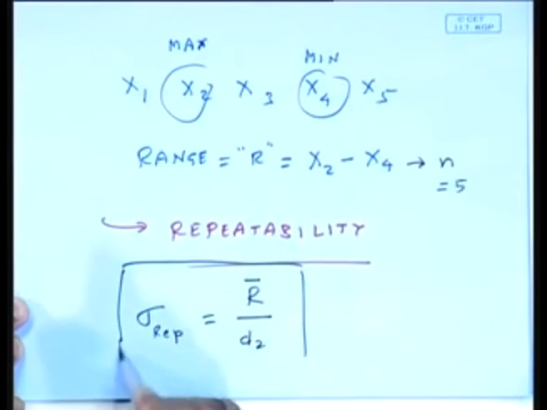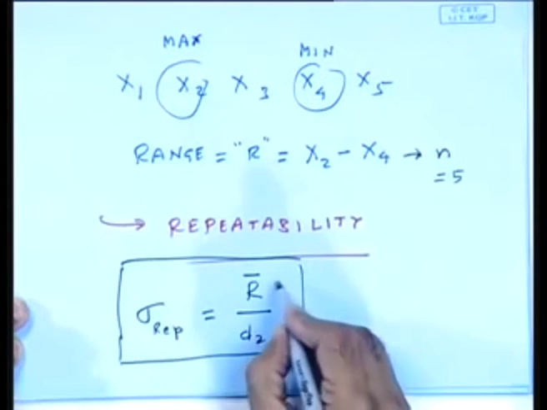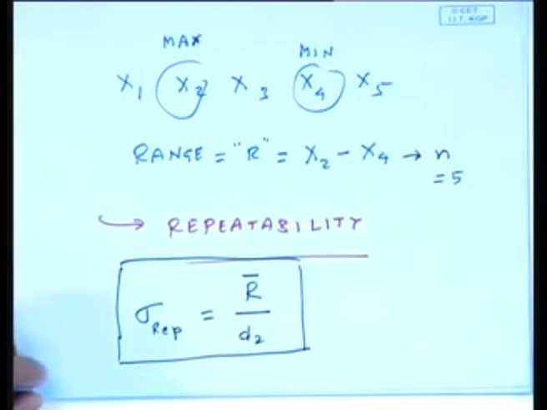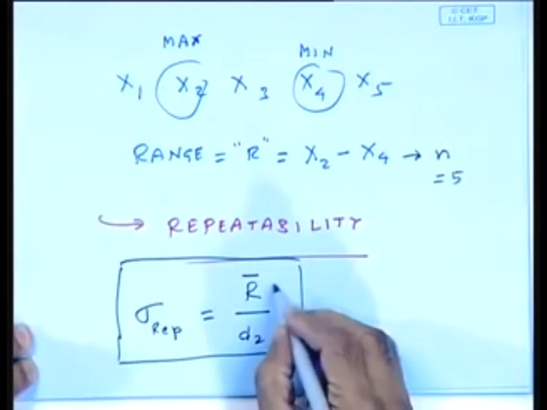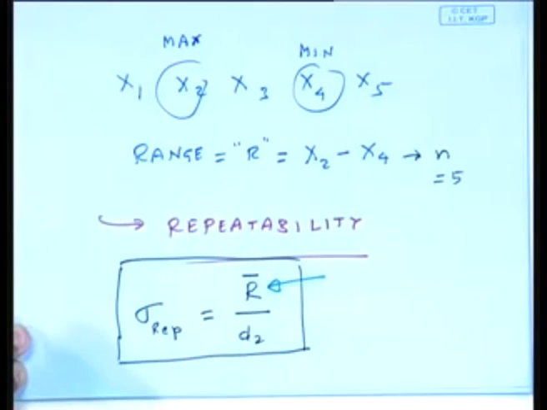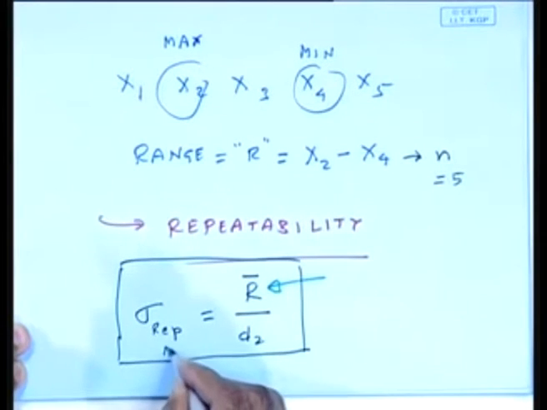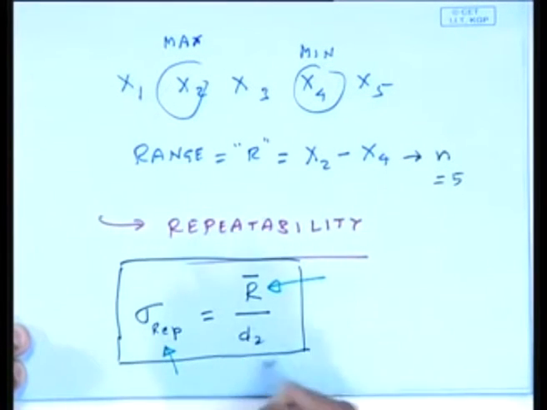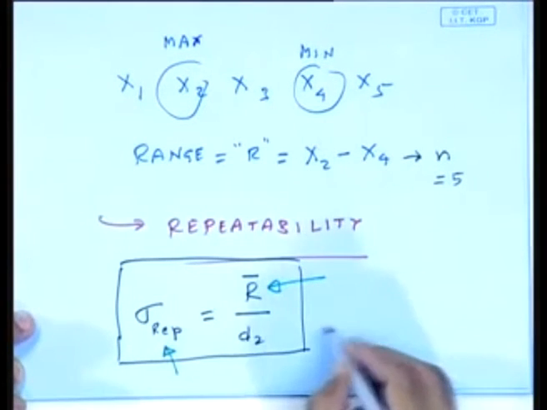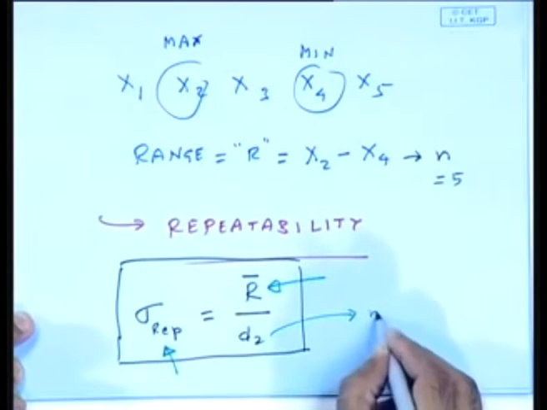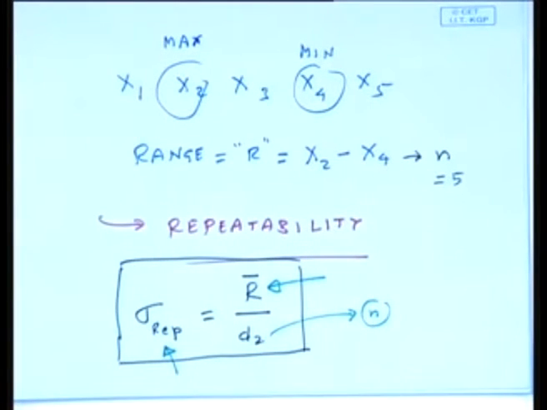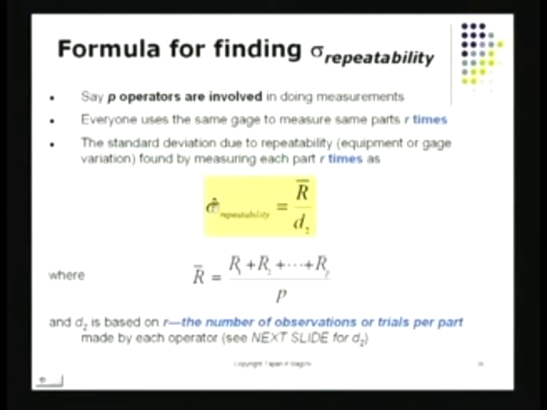This is the formula which allows you to start from a quantity called range and determine sigma. Of course, the unknown here is D2. What does D2 depend on? D2 is a constant, and it depends on n, the number of times you made measurements. Let me show you how this is done. I have the formula on the screen here: sigma repeatability is equal to R bar divided by D2.